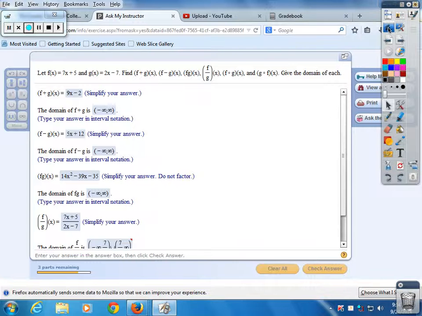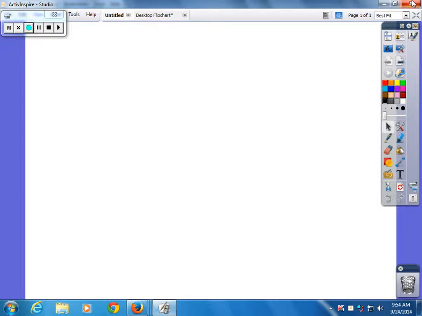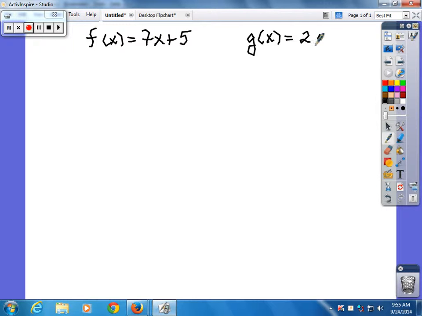7x plus 5 and 2x minus 7. 7x plus 5, and I don't forget the second one. F of x is equal to 7x plus 5, and g of x is equal to what? 2x minus 7.